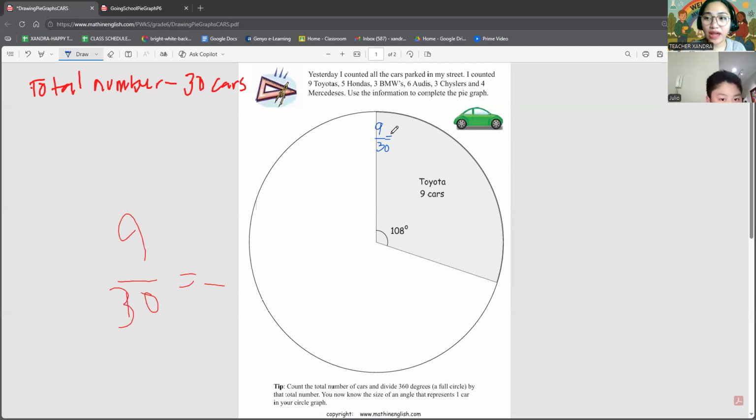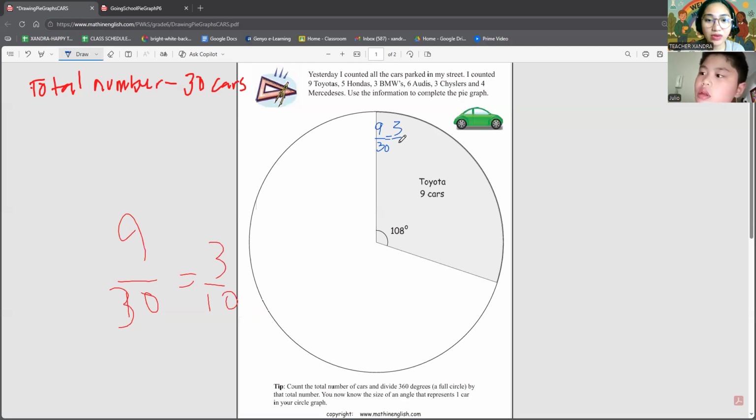You have to simplify, okay? Simplify or look for its greatest common factor. Make the fraction smaller, not divide them, okay? Very good. That would be 3/10.